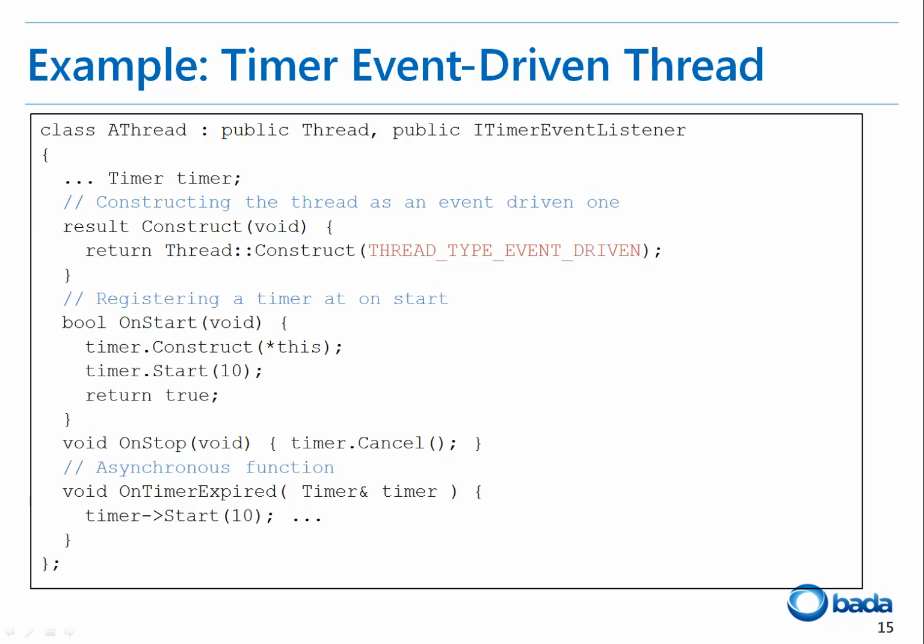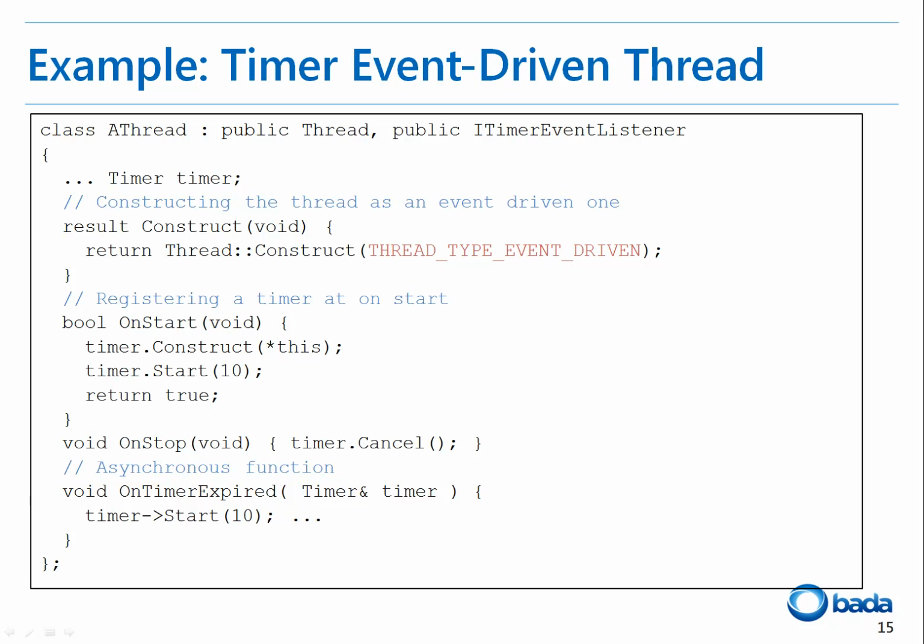This event-driven thread sample code creates a thread that performs an operation periodically by using the timer event. First, the class corresponding to the thread inherits the thread class and the ITimerEventListener class, because the class should use the timer event. In the construct function of the class, the thread type is set to an event-driven thread. In the OnStart function of the thread, the timer is constructed with this object as the listener parameter.